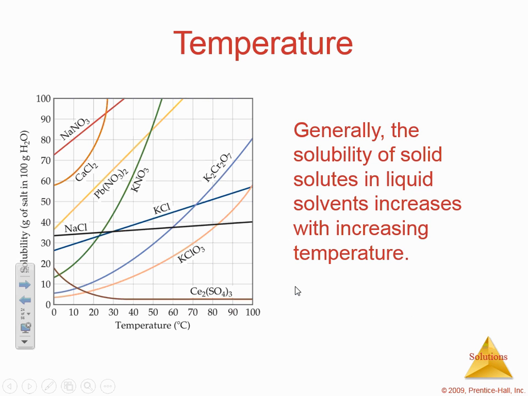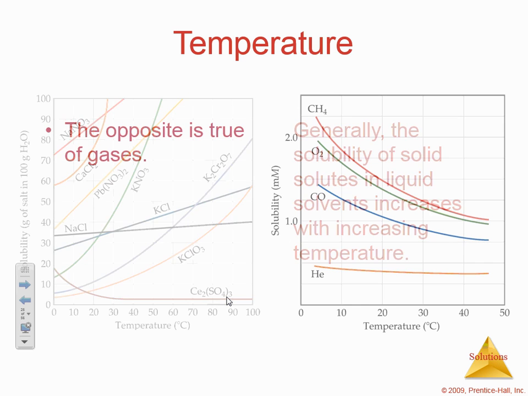Last thing when we are talking about solubility, a couple things that affect solubility. Temperature. Generally, the solubility of solids in liquids increases with increasing temperature. Now there are a few exceptions, but if you look at this curve, mostly the solubility increases when the temperature increases, with the exception of cesium sulfate.